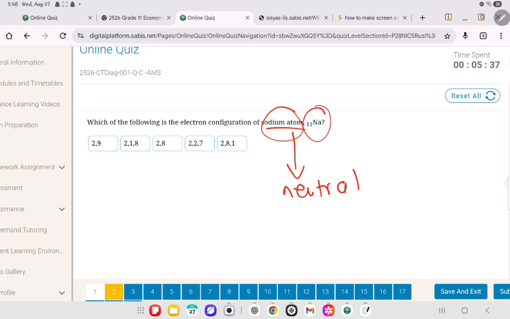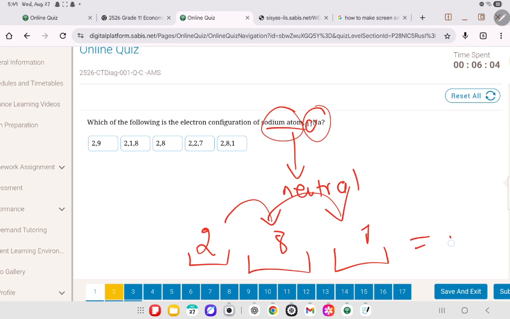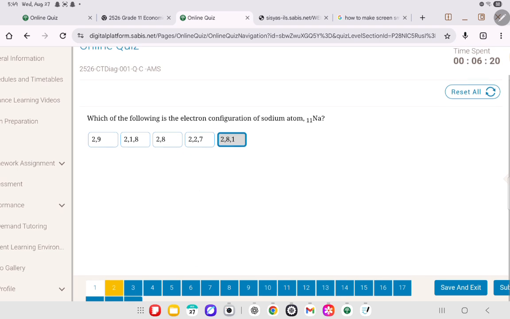So you will do the configuration for the 11, and it's going to be 2, because in the first shell we always have 2 electrons. Then 8, because in the second shell we always have 8 electrons. And then finally, in the last shell, we are supposed to have 8 electrons, but because we only have 1 left, we will put 1. Now, if you add them all together, 2 plus 8 plus 1, you will get a total of 11, which is the atomic number of sodium. So the answer over here is 281.